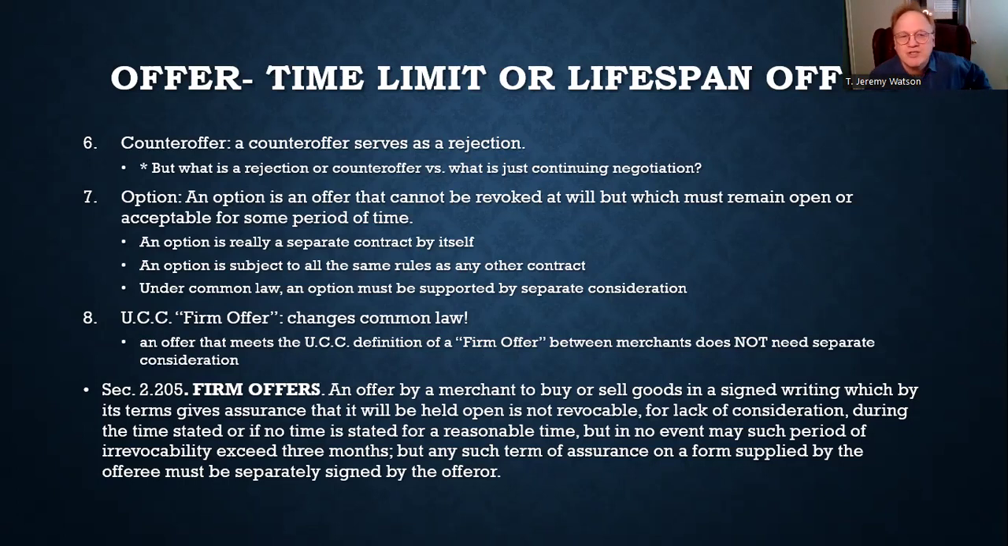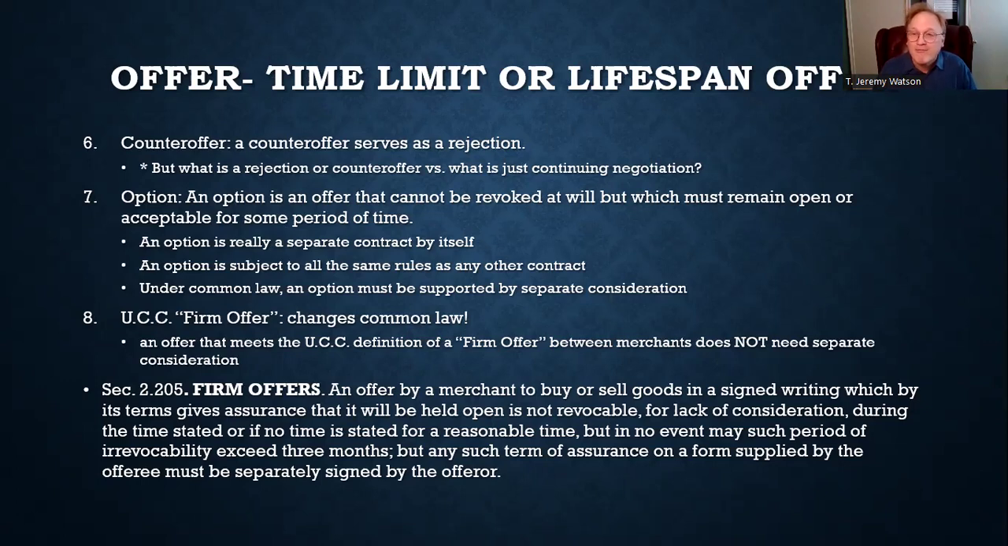The UCC uses the term firm offer. What is a firm offer? Well, it is a defined term under the UCC, and it means a binding option, right? And the UCC changes the common law by saying that a firm offer between merchants, right? So you've got to have a merchant on both sides of the contract. Do you remember the definition of a merchant? A merchant is someone who routinely trades in goods of this type. So a merchant would be perhaps Ford and the car dealership, right? You've got two merchants there.